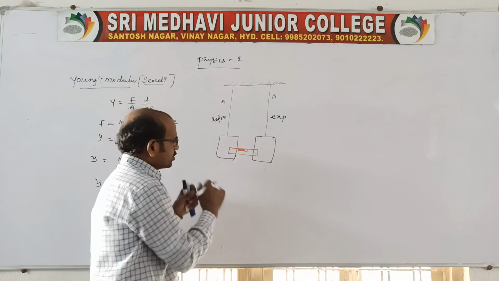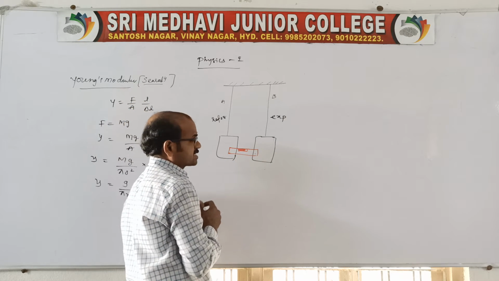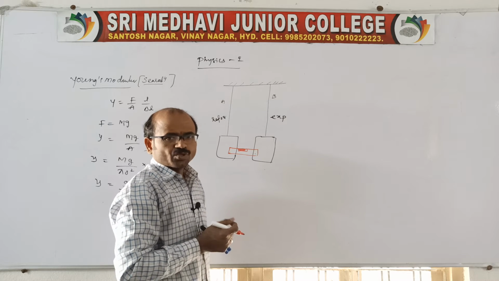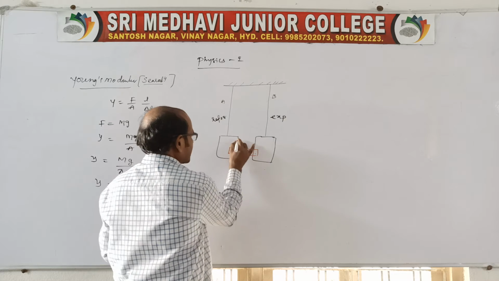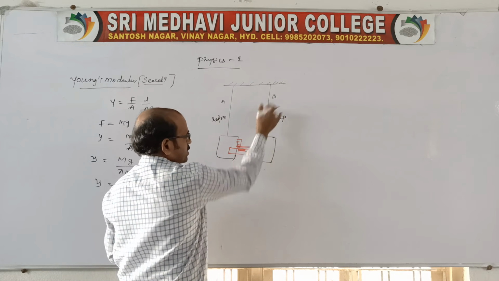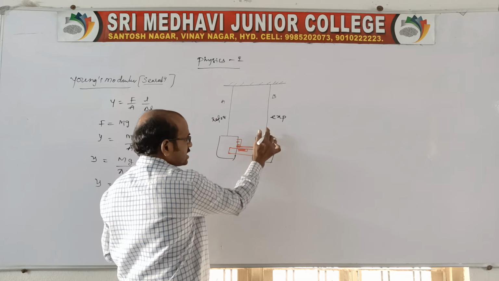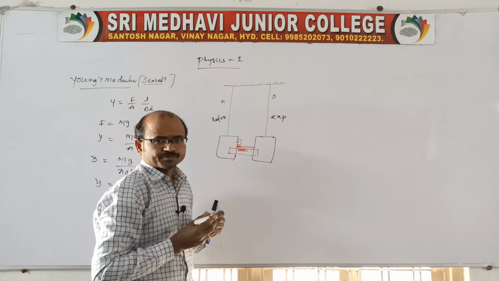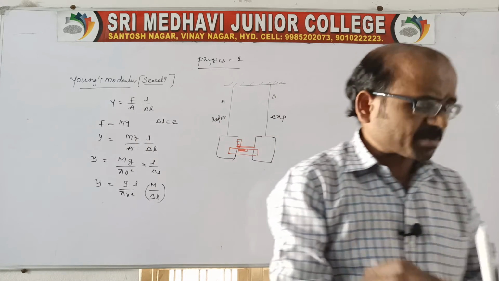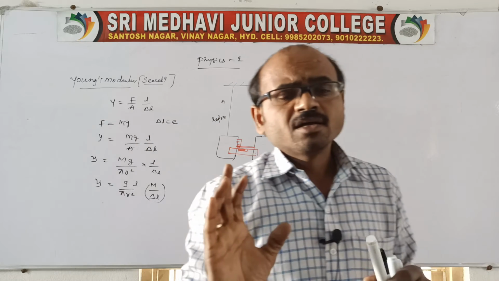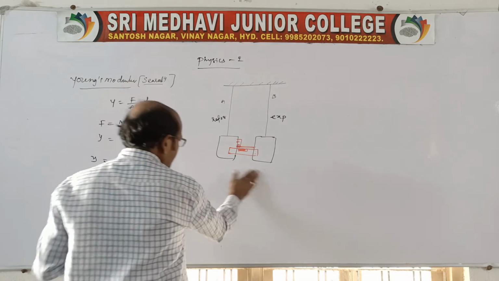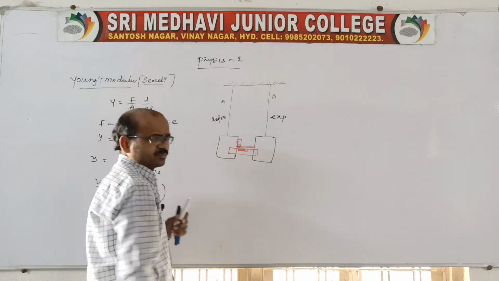And here also one more is there, that is a vernier scale, to be connected to measure the length. This is to be connected to the experimental wire. We need to find the length in the experimental wire. Try to understand, our observation is only in the experimental wire, not in the reference wire.